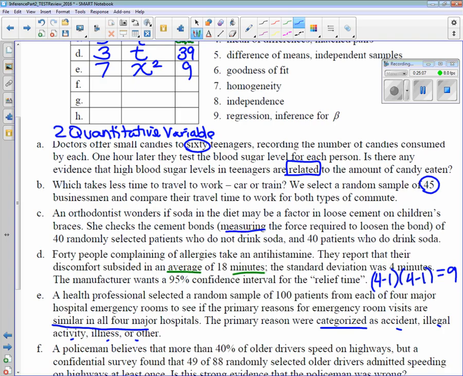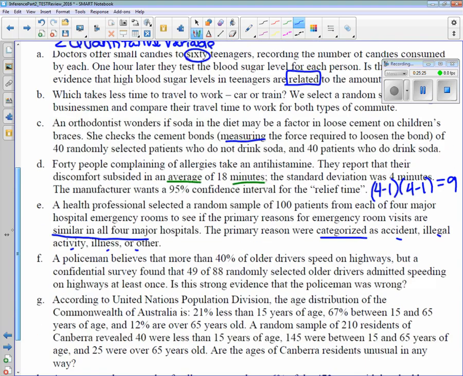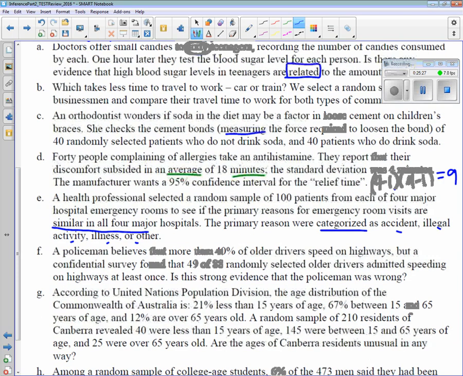Count again. Accident, illegal activity, illness, other. Okay. All right. What do you think about F, Karen? What kind of data are we talking about with F? Qualitative or quantitative? I see percents, I get excited.